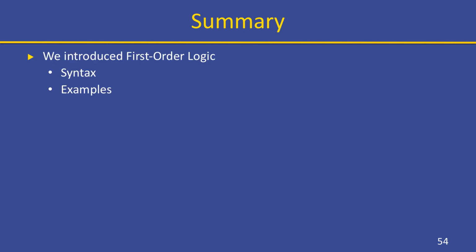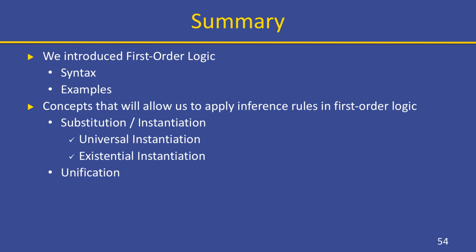So today we introduced first order logic. We talked about the syntax of first order logic, and we introduced some examples where we saw how to translate English sentences to first order logic. We also introduced some concepts that will allow us to apply inference rules in first order logic. We talked about substitution and instantiation. We saw that we can use universal instantiation as an inference rule, and we saw that we can use existential instantiation, also known as Skolemization.